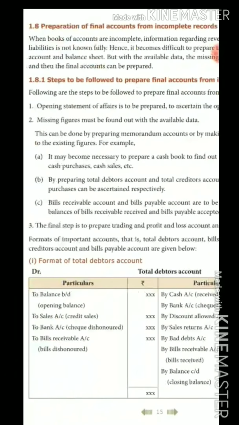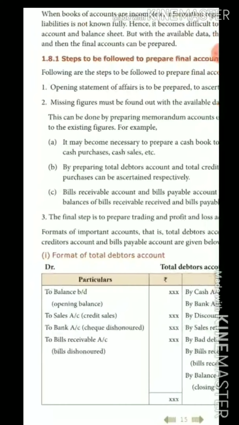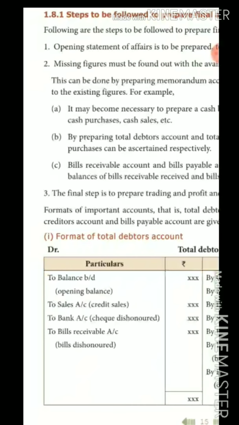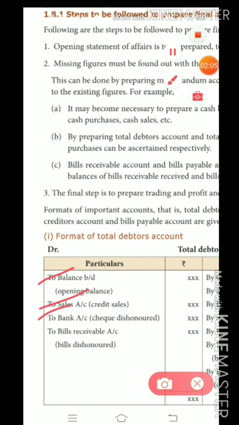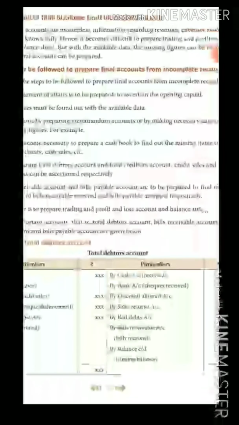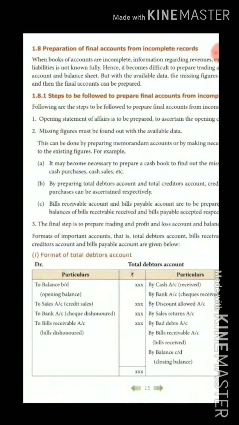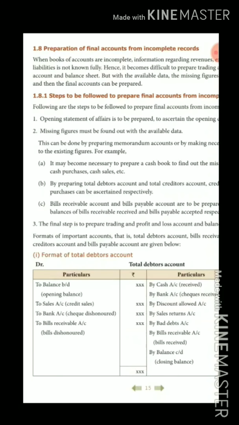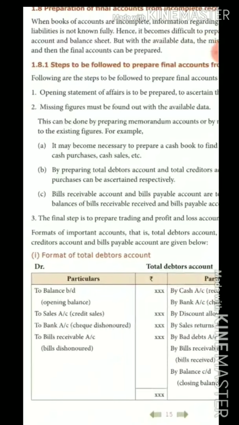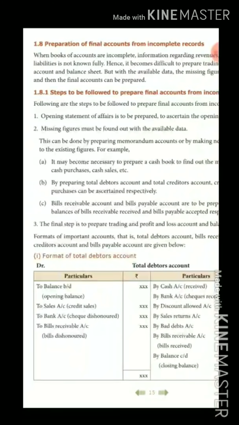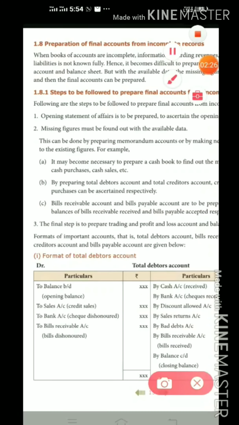On the debit side, to balance brought down, that is the opening balance. To sales, this is the missing information. Then to bank account, it is a cheque dishonoured. To bills receivable account, bills dishonoured. Then on the credit side, by cash account, that is the received item, cash received. By bank account, cheque received. By discount allowed, by sales return, by bad debts, by bills receivable, bills received. And then by balance carried down, which means the closing balance.